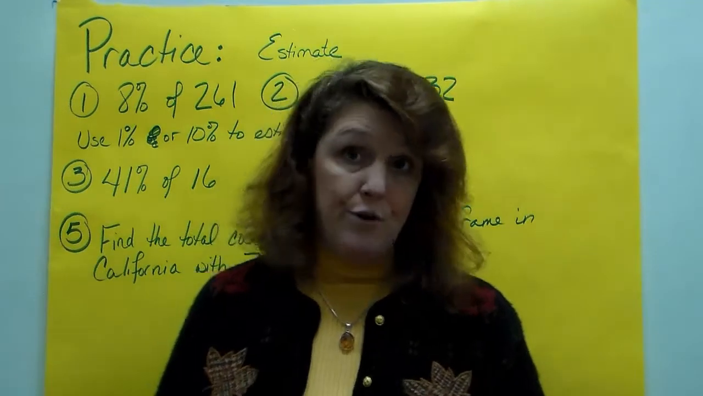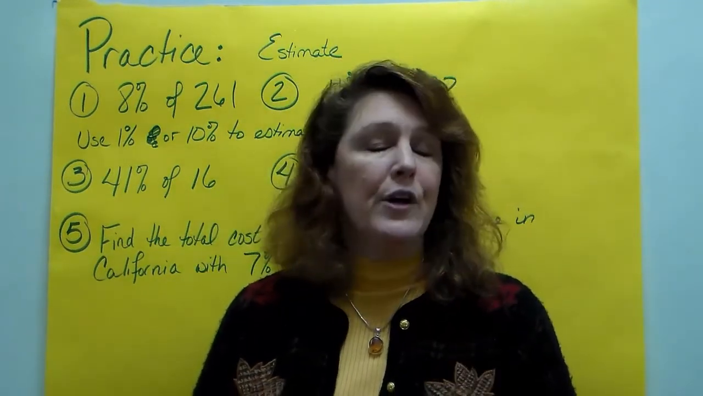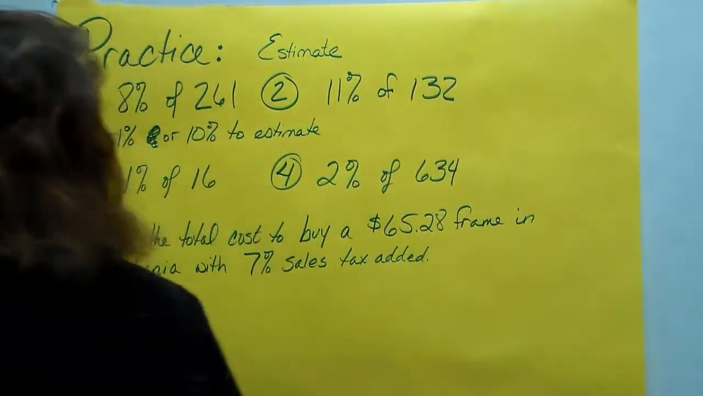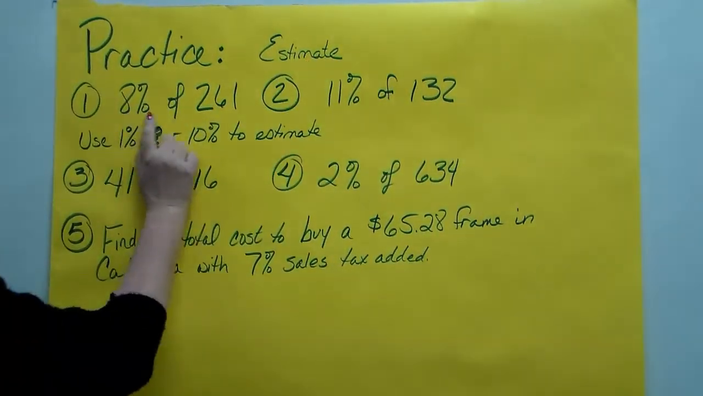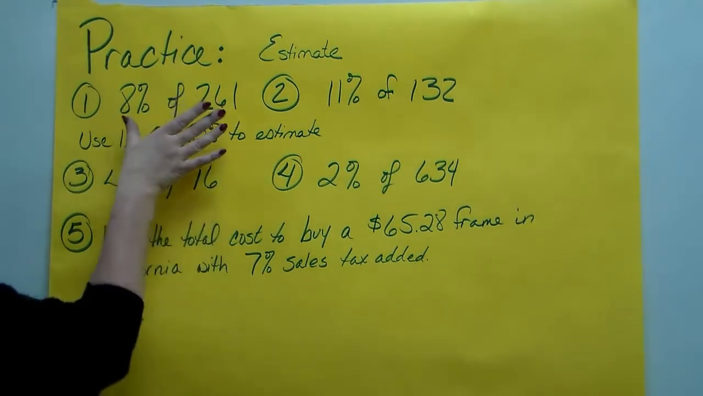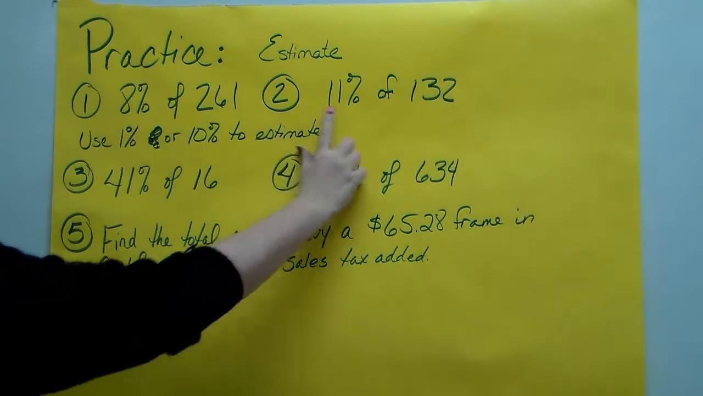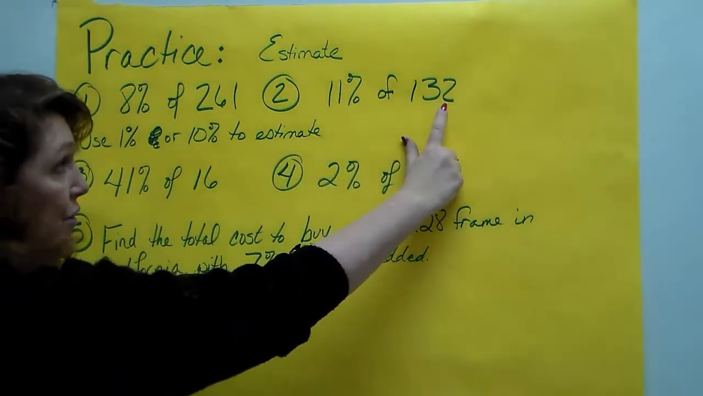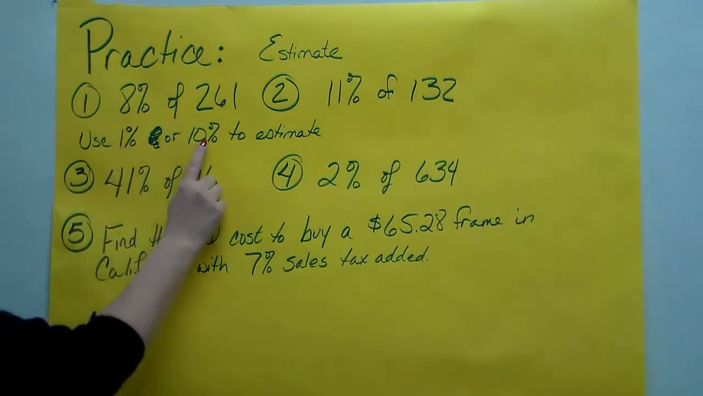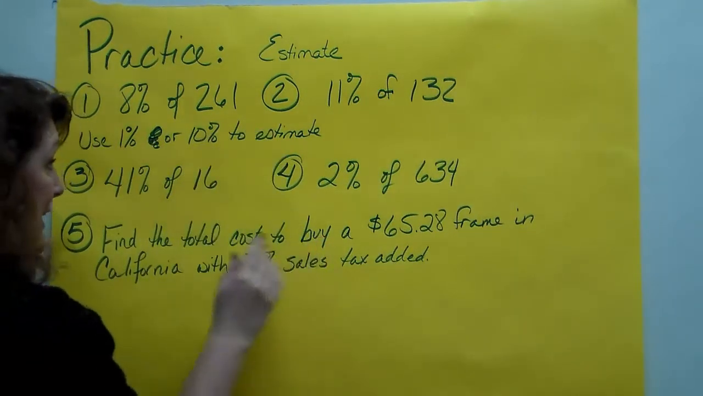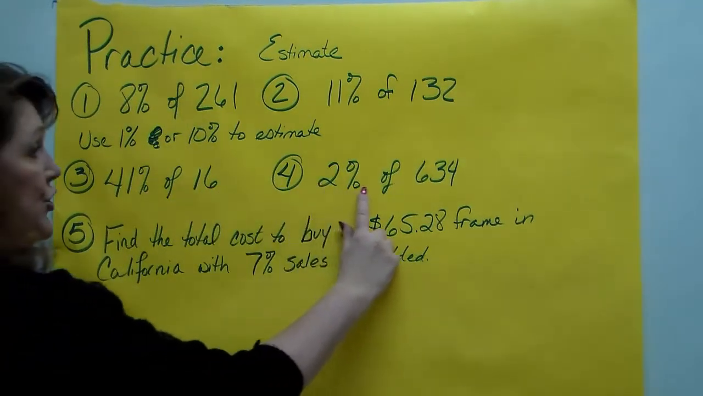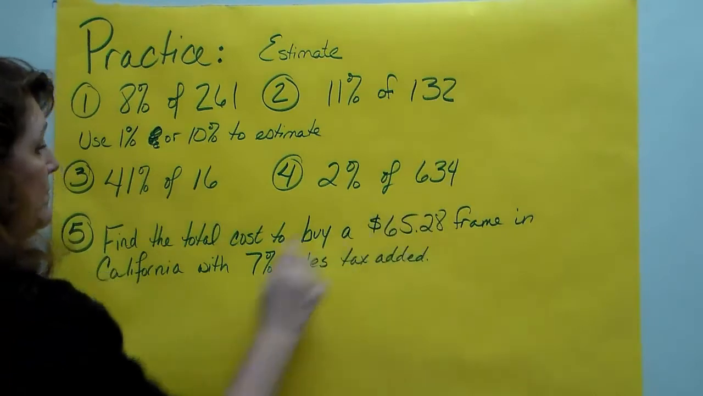So here's some practice for you to try here, and bring your answers to class tomorrow so we can go through them and see how you do, okay? First, you're going to estimate. What is 8% of 261? You're going to round this off and come to an estimate. Number 2, what's 11% of 132? For the next two, you're going to use 1% or 10% to estimate like we just did. I need 41% of 16, and I need 2% of 634.